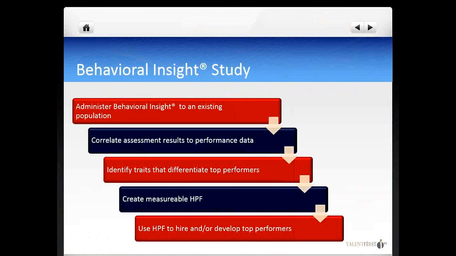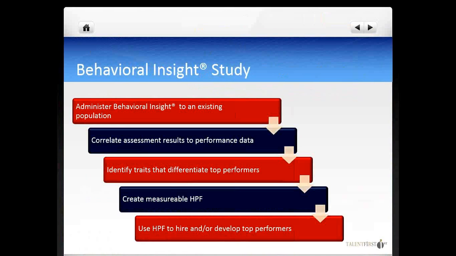Then we correlate the results to the performance data. And after that, we identify traits that distinguish top performers. And then we use such models for selection and other talent management purposes. You typically need a population no less than 30 or 40 people to conduct a study and to create a high-performance footprint. And even so, population of 60 or more are preferable.